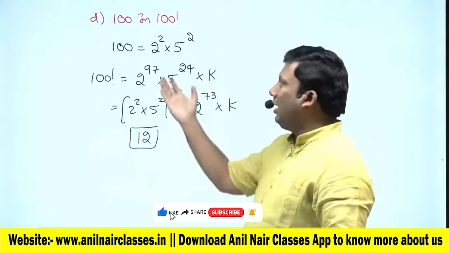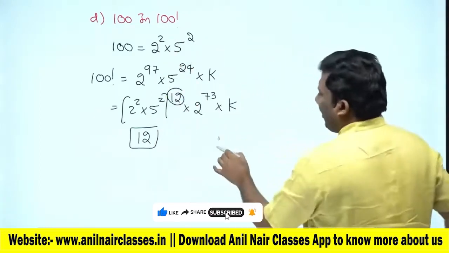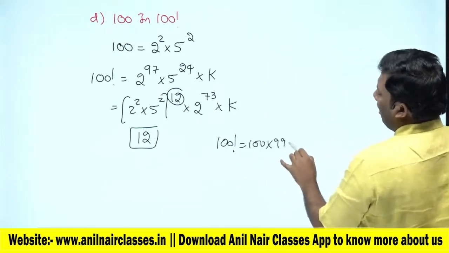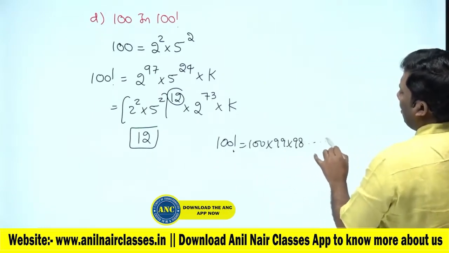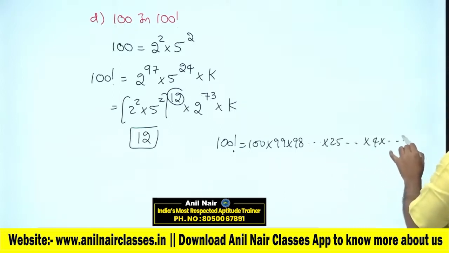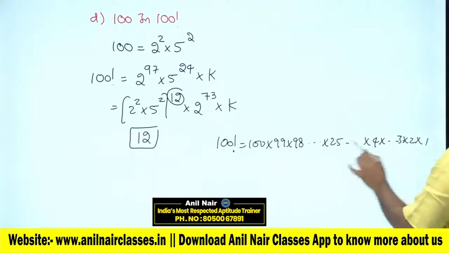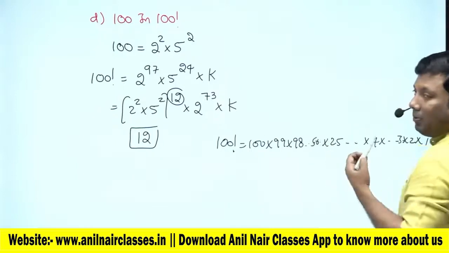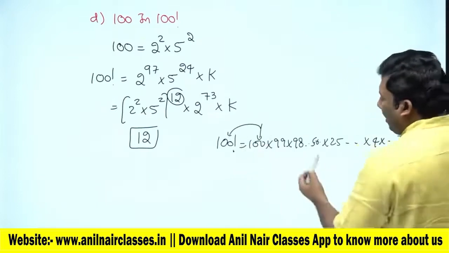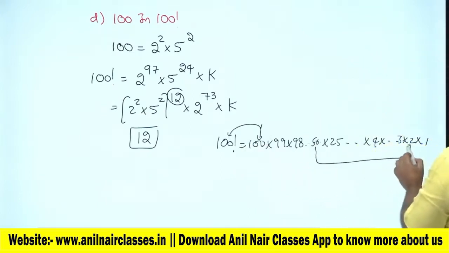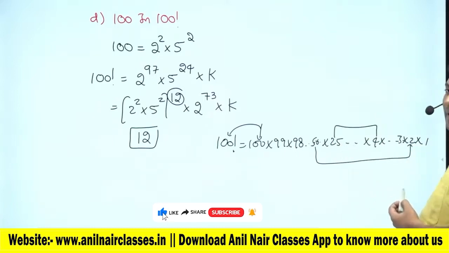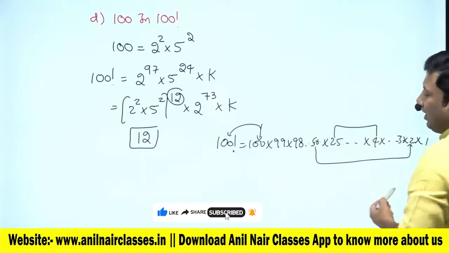Some students, in a hurry, see 100 factorial as 100 into 99 into 98 and so on up to 25, and so on up to 5 into 3 into 2, and so on up to 1. Probably in a hurry, they see 100 present only once and tick mark 1. But if you see here, 50 into 2 is 100, 25 into 4 is 100. Like that, there are a lot of possibilities that will arise.